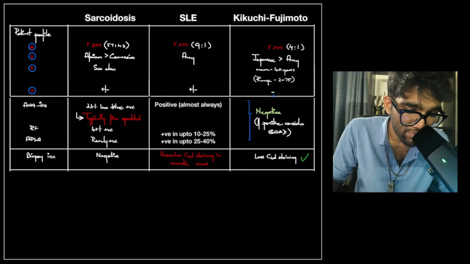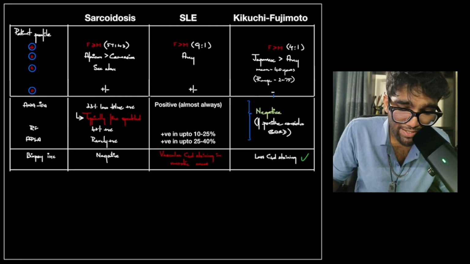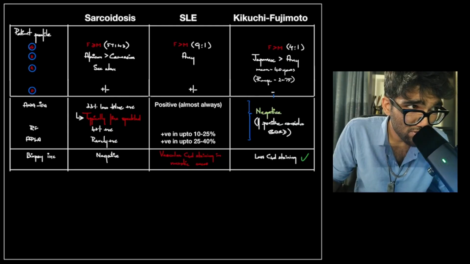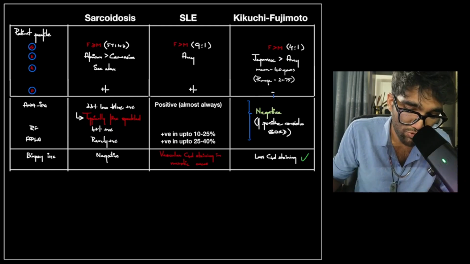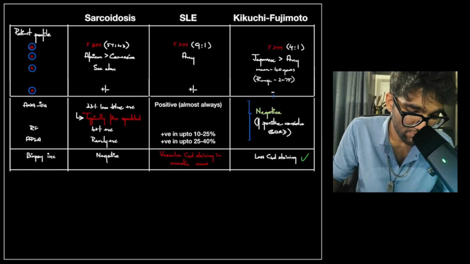ANA can be positive in sarcoma, but is typically fine speckled and low titer positive. RF and APLA: RF may be positive in sarcoma, again low titer positive. APLA is usually negative in sarcoidosis. In case of SLE, ANA-IFA is almost always positive, RF may be positive in up to 10 to 25% of cases, and APLA is positive in up to 40% of cases. All these three are negative in patients with Kikuchi-Fujimoto. As you can see, our patient had negative findings.